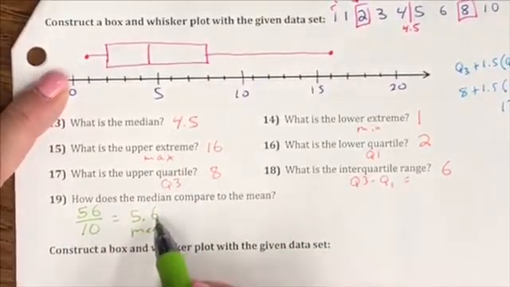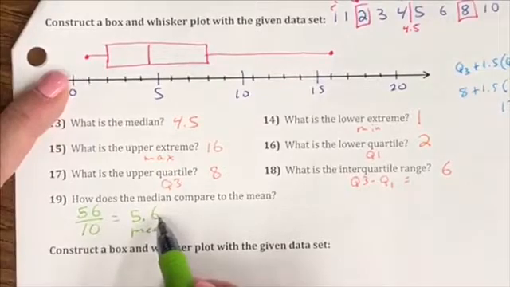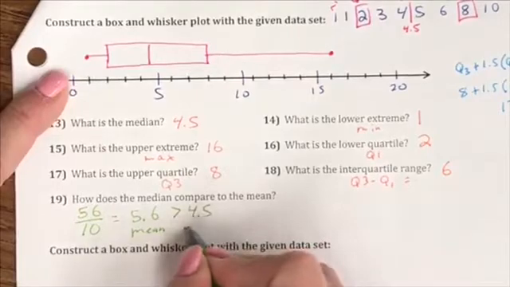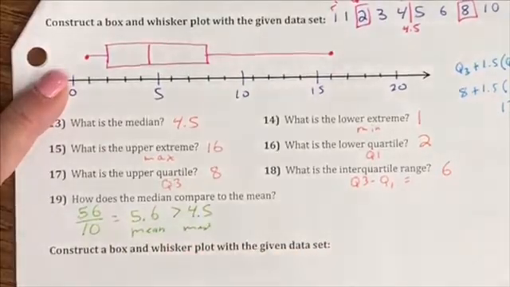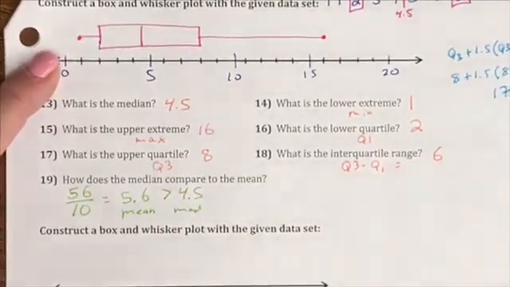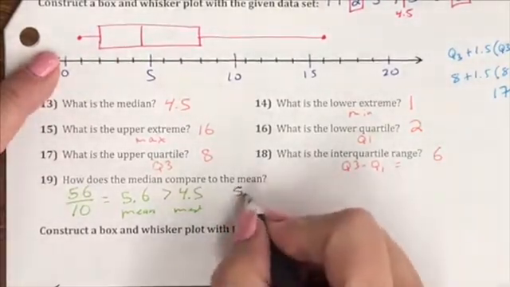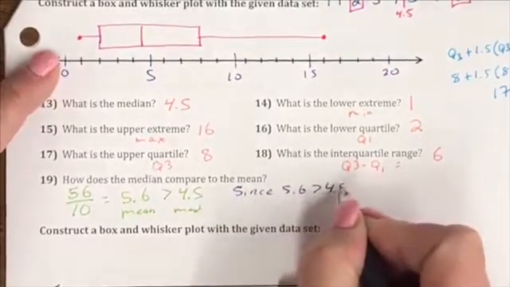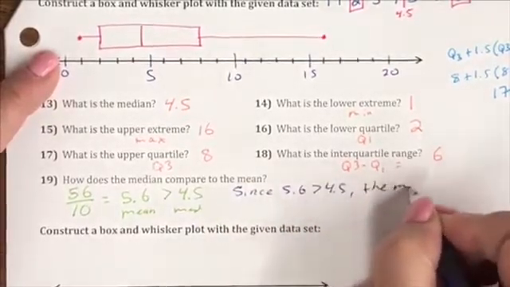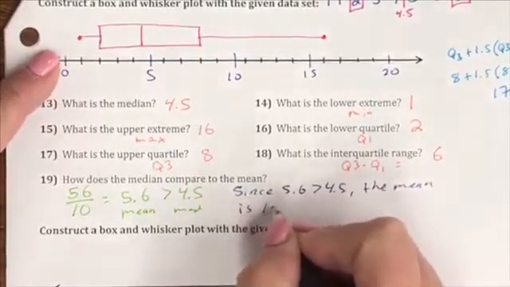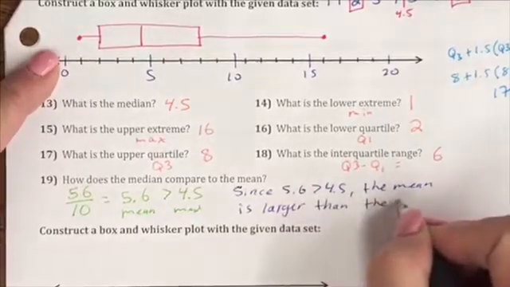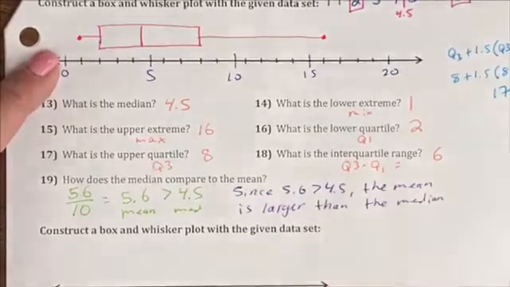And how does that compare to the median? The median is 4.5. So this is greater than 4.5, which is the median. So I'm going to write a statement telling me how those two compare. I'm going to say that since 5.6 is greater than 4.5, the mean is larger than the median.